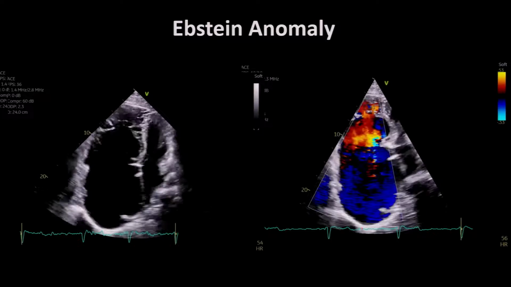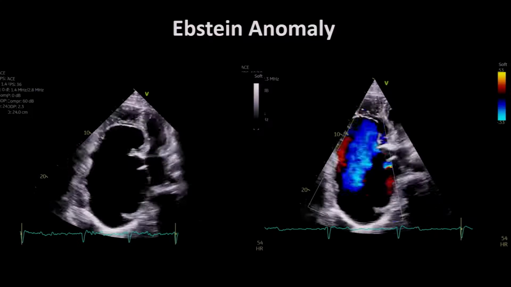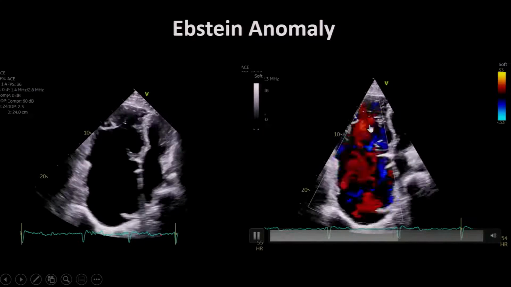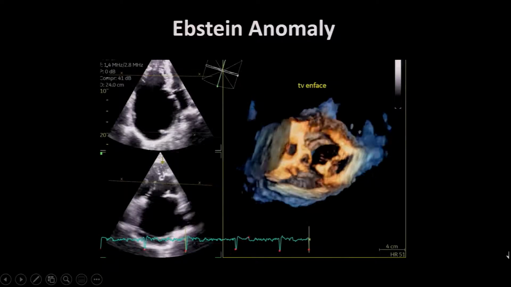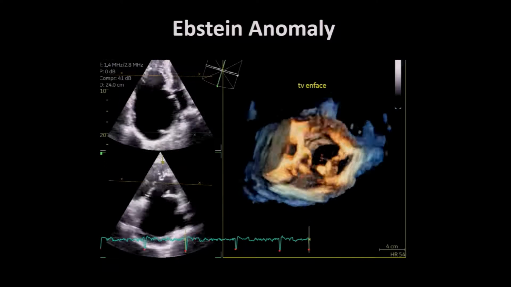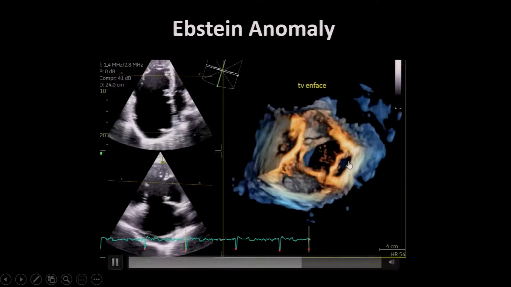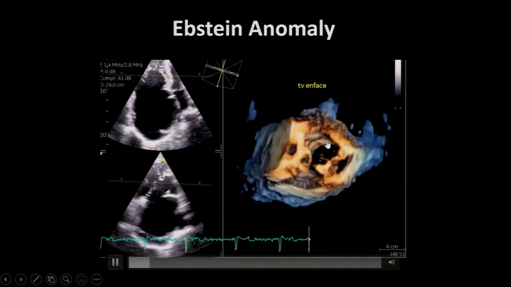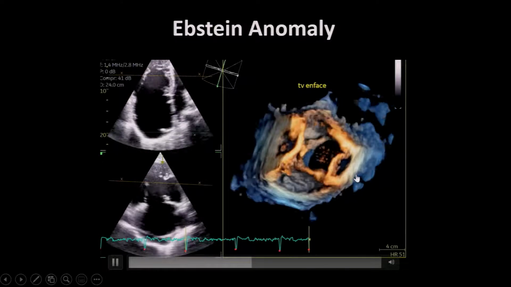Remember that you need to image the RV so you can see it in full extent. You can see here that this is the patient with severe TR and Ebstein anomaly. We love 3D echocardiography in congenital heart disease. This is the same patient, and you can see the tricuspid valve on fast, and you can clearly see the lack of coaptation here.